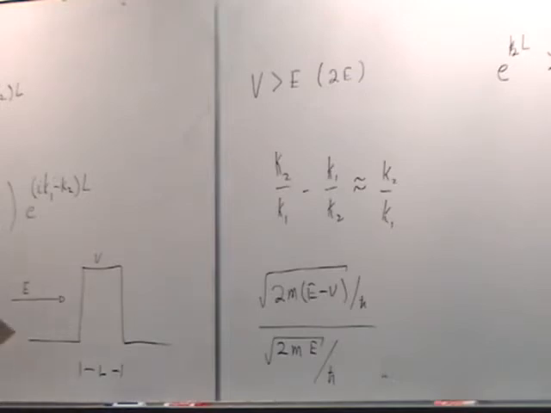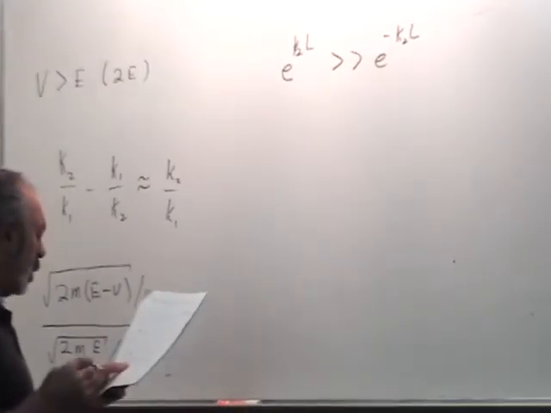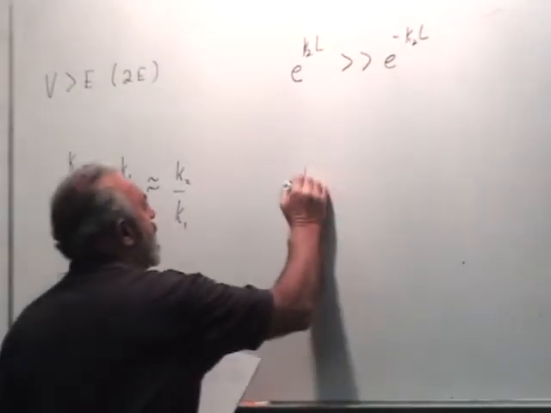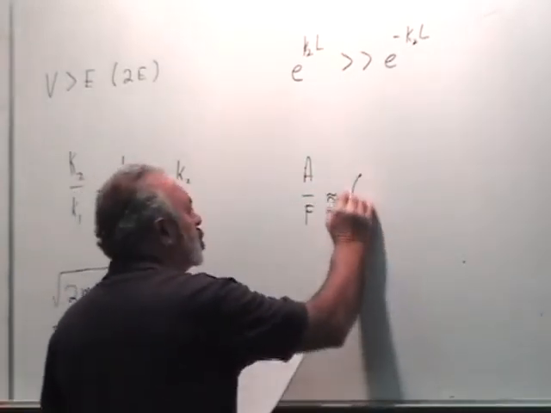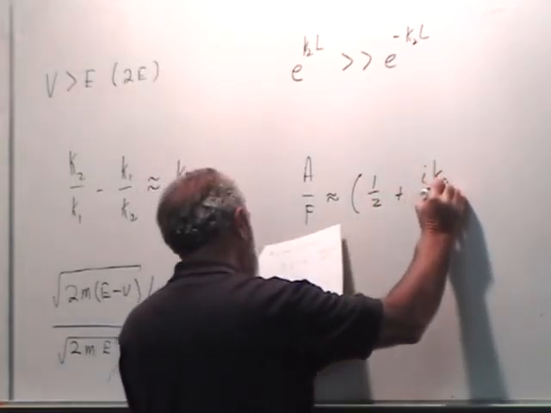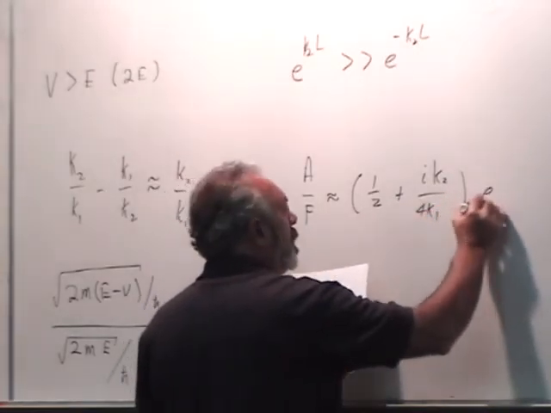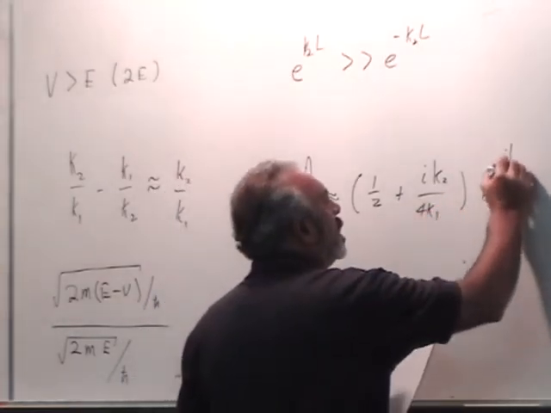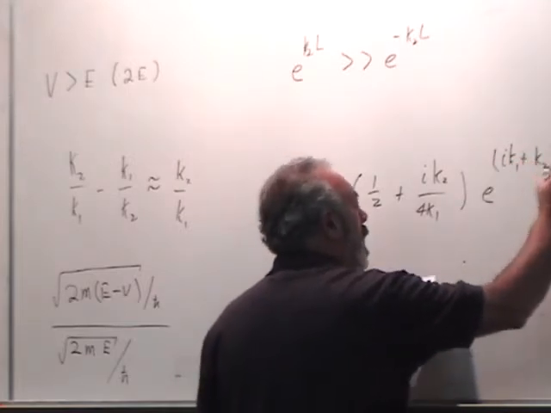So using these approximations, it's easy to show, and I'm just going to use that term now without going through all the math, that A over F is approximately equal to 1/2 plus i K2 over 4 K1, times e to the i (K1 plus K2) L.